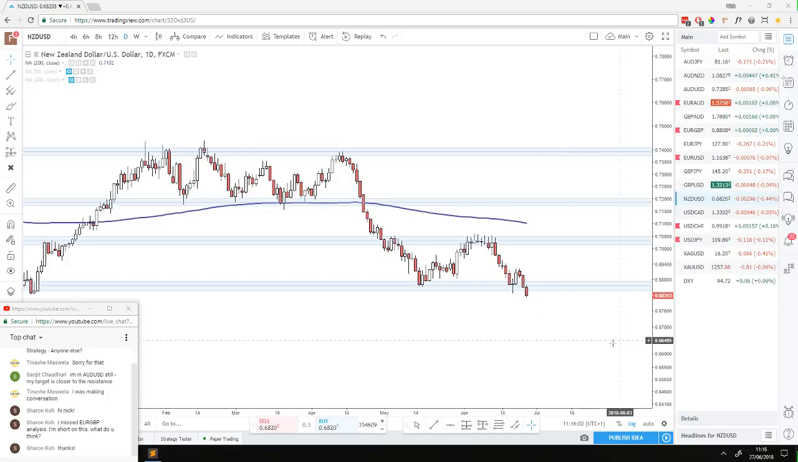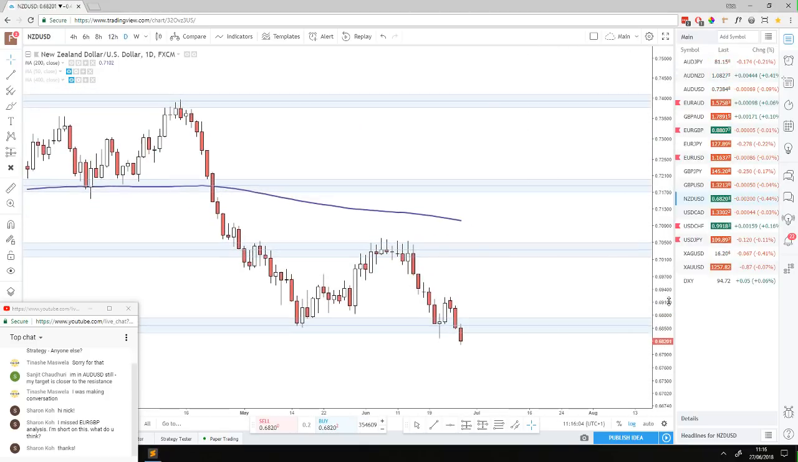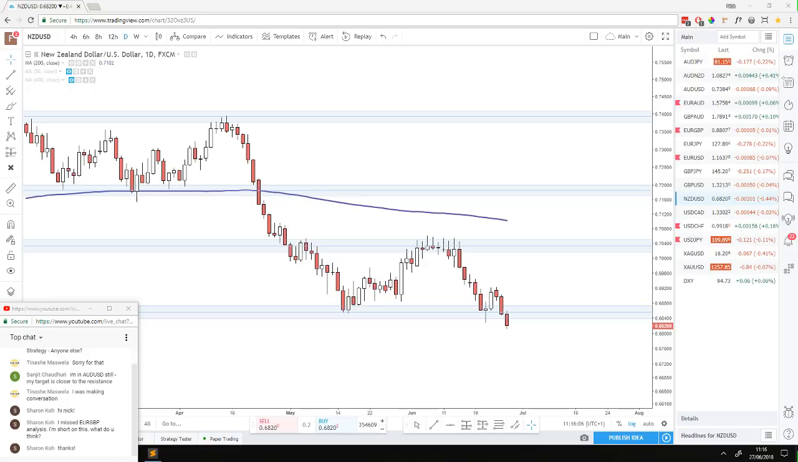Wait, I should clarify, I don't want to have any misunderstandings with this. It doesn't have to be exactly in this blue zone, right? If price pushes down to here, then comes back up, and you get a candle like this, let's imagine a candle like this, right?